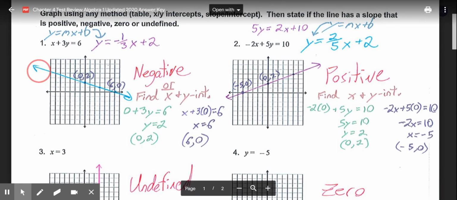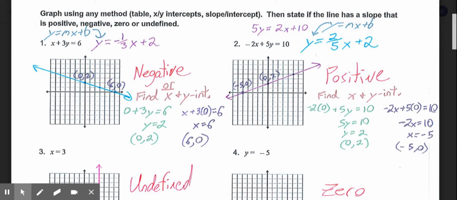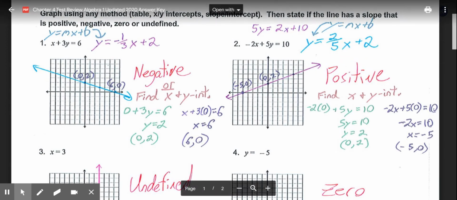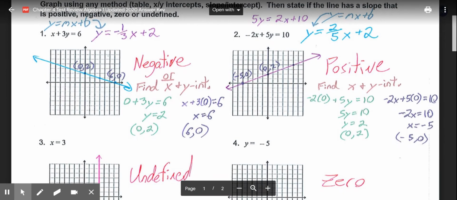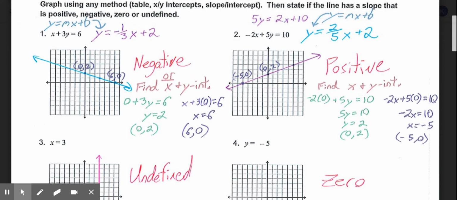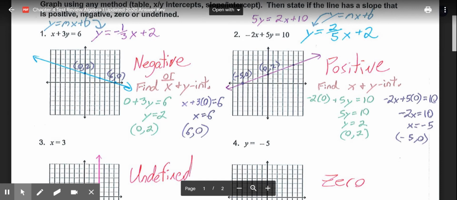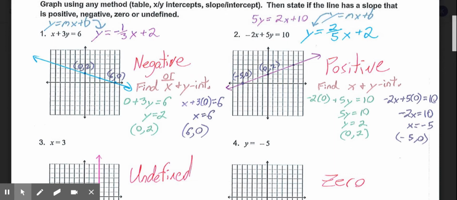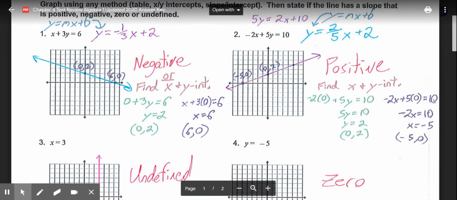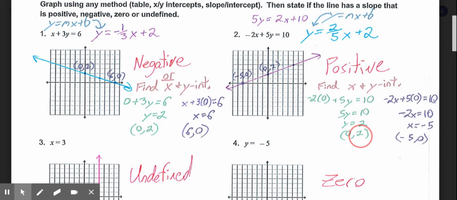Now, if the line is going down from left to right, it is a negative slope. If the line's going up left to right, it's a positive slope. So in number 2, again, I'd use the x and y-intercept approach. So to get your y-intercept, put a 0 in for x. So we end up with negative 2 times 0 plus 5y equals 10, which is just 5y equals 10. Divide both sides by 5, and y equals 2. So we're crossing the y-axis at 2, or the coordinate 0, 2.